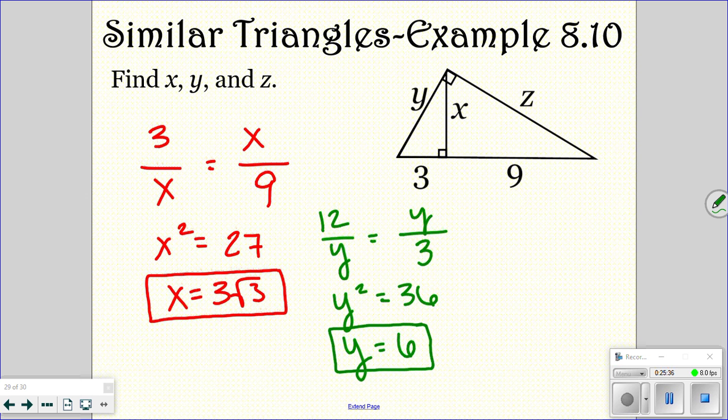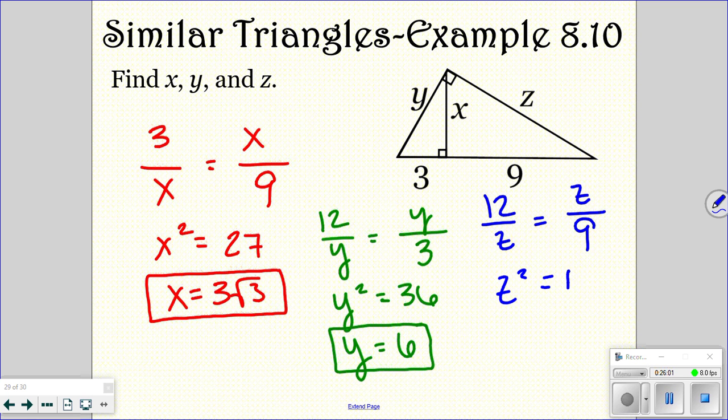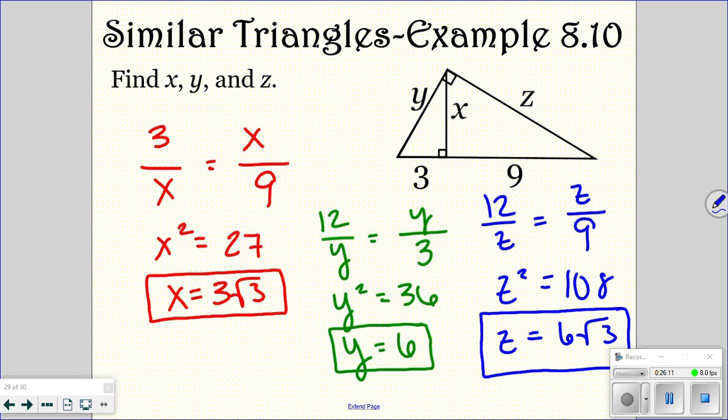Okay? So using the same concept, y'all pause the video and try and find z. Now that you have tried z, it is the geometric mean, just like y is, of the whole hypotenuse, which is 12, and the part that is closest to it, which is 9. So if you cross multiply, z squared equals 108, and if you take the square root of that, you get 6 square roots of 3. So that would be your answer for x, y, and z.